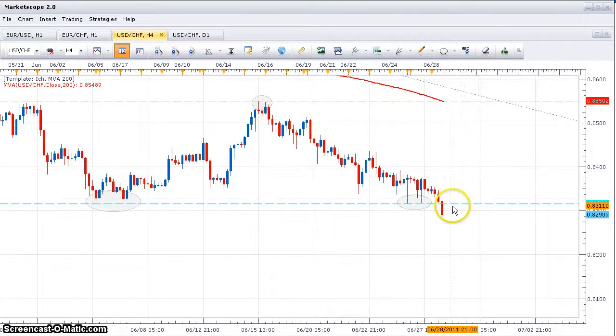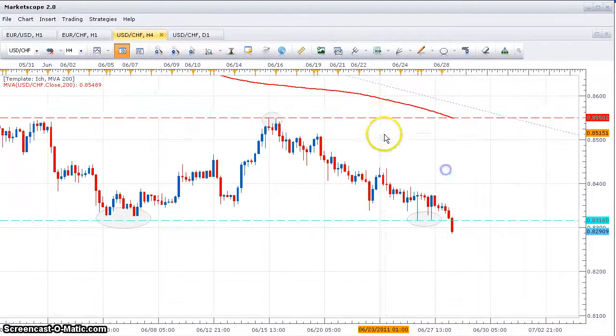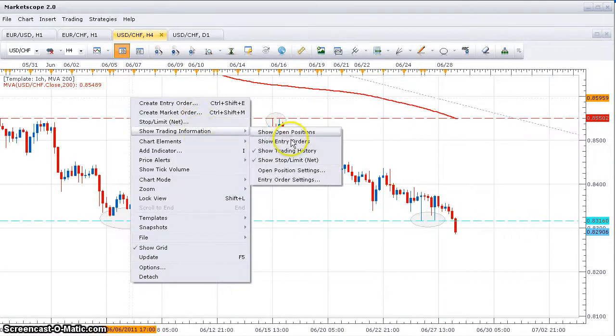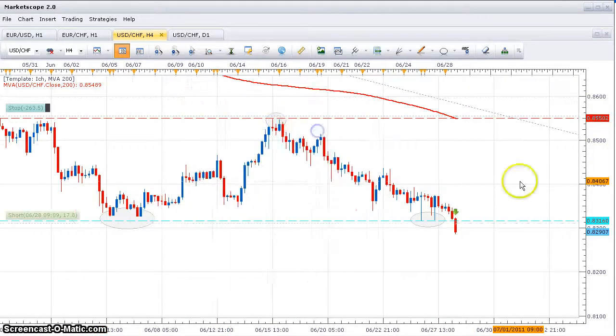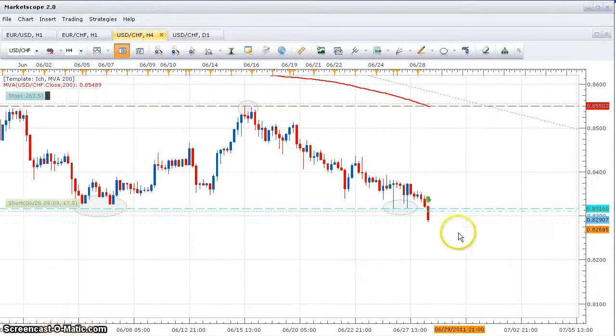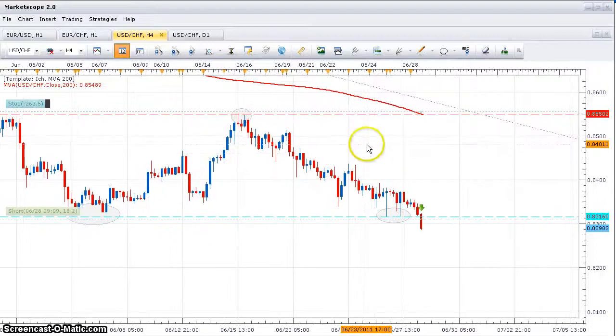So I placed an entry order 5 pips below this line, with my stop 5 pips above this line over here. So we'll see. Like I said, the trade is executed. Right now we're about 17 pips in the money. It did break through there. We shorted. Our stop is all the way up here at 263 pips away.